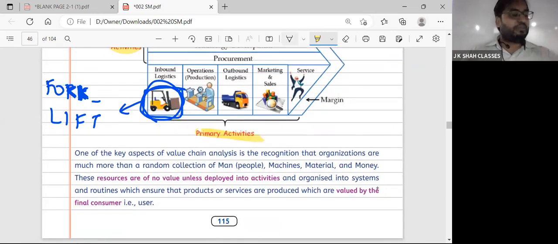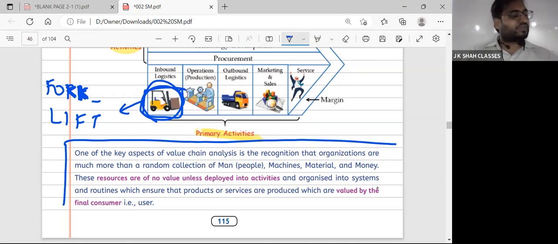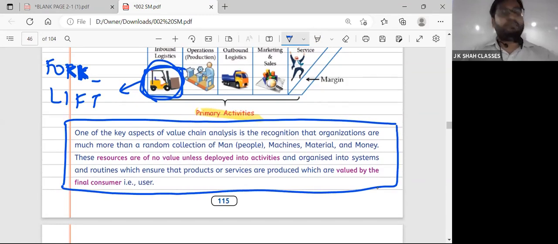Something below the diagram, very important. Mark this as very important because this is the main crux of value chain analysis. One of the key aspects of value chain analysis is the recognition that organizations are much more than a random collection of man, machine, material, and money. It is much more than that. It is not just a random collection.